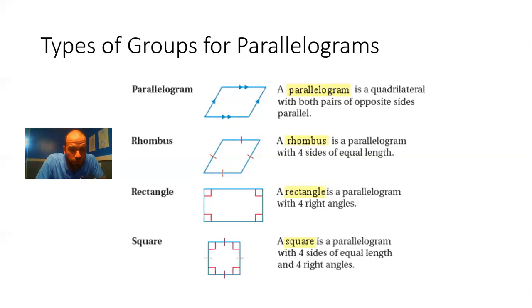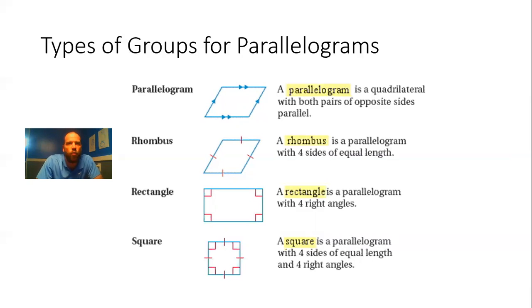You can join a rhombus group. That means you are a parallelogram. That means you have two groups of parallel sides, and four of your sides are the exact same length. You're a rhombus then. Rectangles are like, all right, you can join my group if you are a parallelogram, you have two sides of parallel lines, and you have four right angles. Squares are like, okay, you have to be a parallelogram, and you have to have four sides that are equal length, and you have to have four right angles, and then you could join our group.